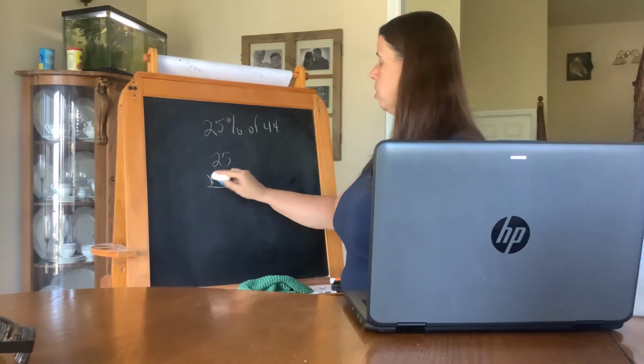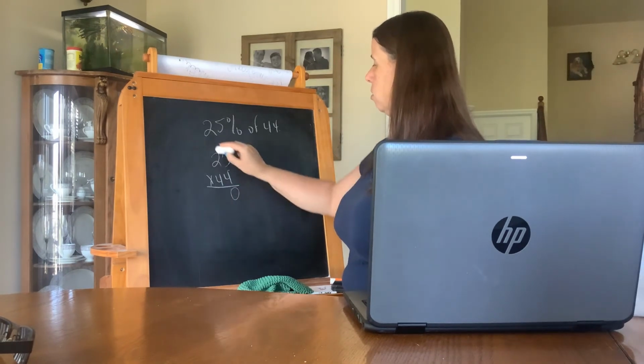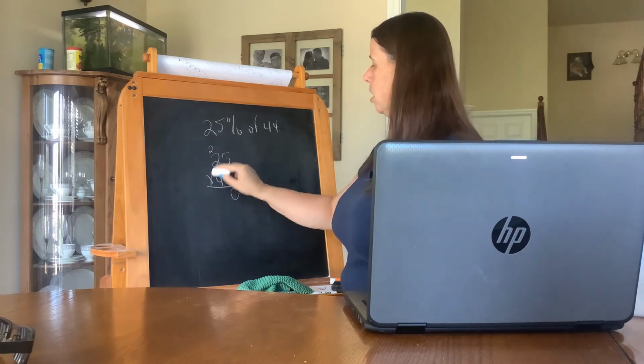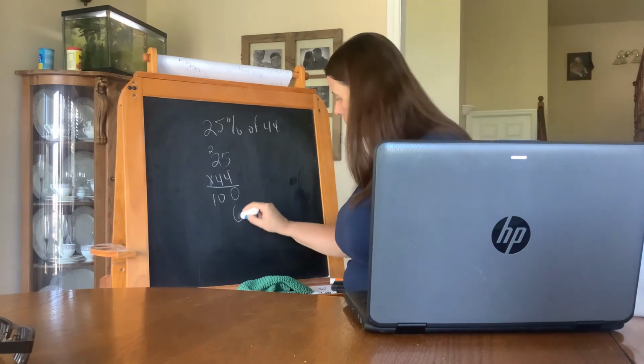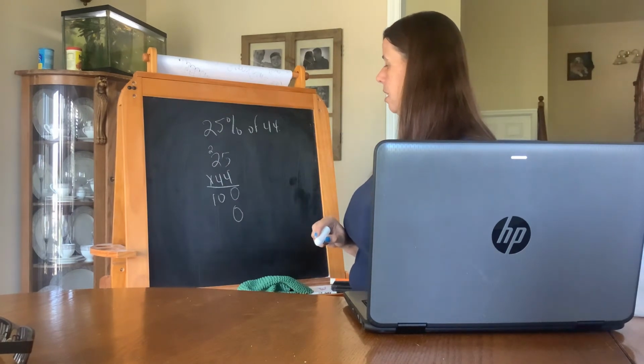All right? 4 times 5 is 20. 0 goes down, 2 goes up. 4 times 2 is 8, plus 2 is 10. So I got 100. You got to remember to shift. Put a 0 in the second line.